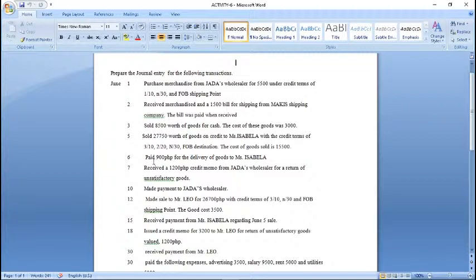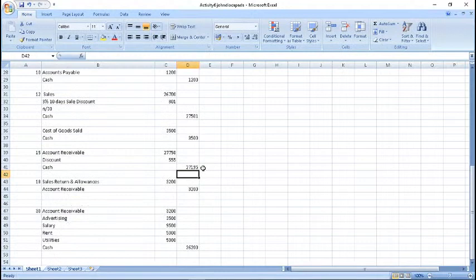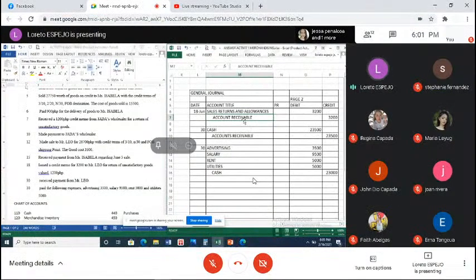Okay? Number 30, receive payment from Mr. Leo. Si Mr. Leo, meron siyang utang na 26,700. Nagbalik ng 3,200, so ang matitira is 23,500. So ang matatanggap ng company, debit cash 23,500, credit accounts receivable 23,500. And then the last, debit advertising, debit salary, debit rent, debit utilities, and then credit to cash.